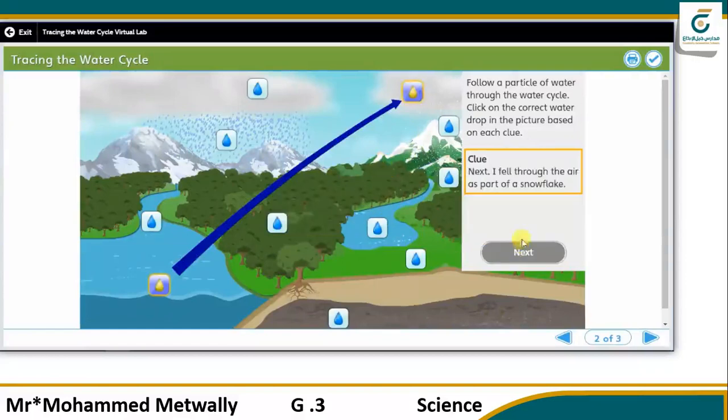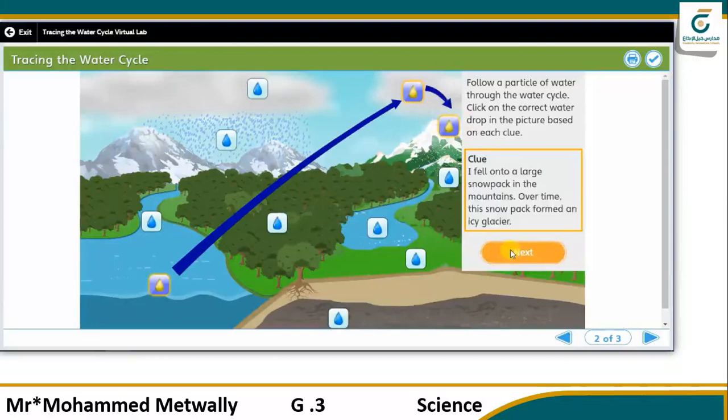I fell through the air as part of a snowflake. So the snowflake here, I think there. So that's correct. Next clue. I fell onto a large snowpack in the mountains. Over time, this snowpack formed an icy glacier. An icy glacier: when the drop falls from the icy mountain or snowy mountain, it can be there. We can guess here. Yes, that's right.